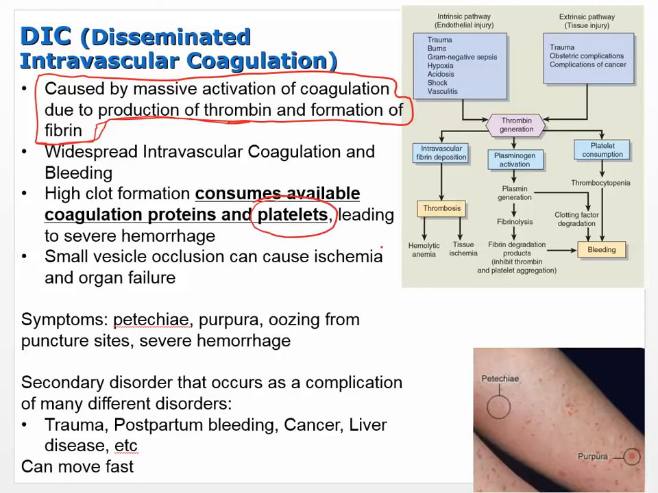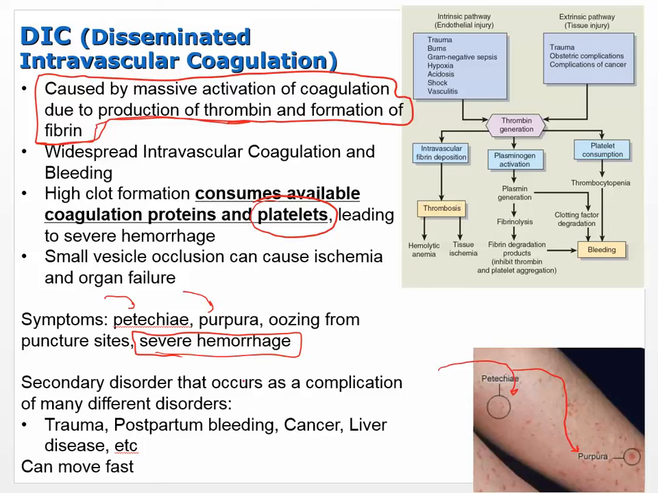So what happens is that you have an initial clotting reaction that may happen everywhere. You can see down here petechiae and purpura. So that's what starts: you have clotting that happens, bleed through, and then clotting. And then you use up all these coagulation proteins and all these platelets, and then you're not able to form clots anymore. So the initial symptoms are petechiae, purpura, and oozing from puncture sites, and then ultimately severe hemorrhage because you've used up your clotting factors and your platelets.